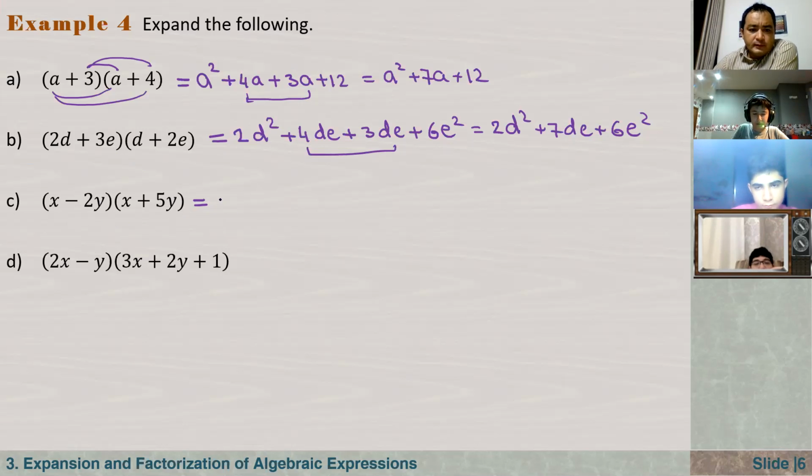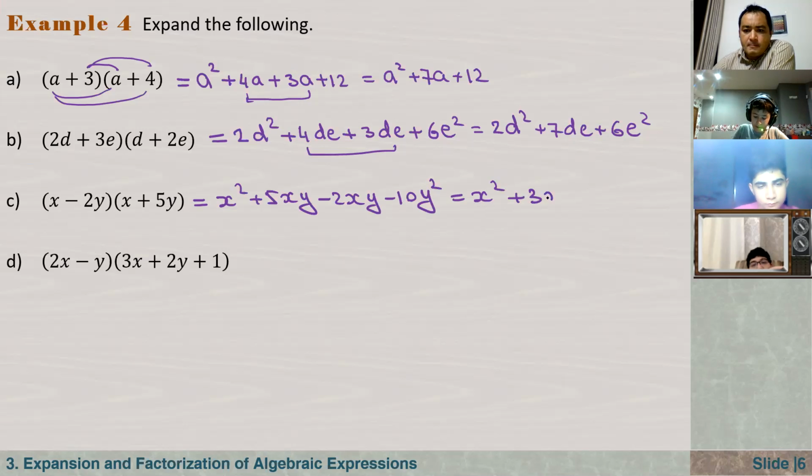X squared plus 5xy minus 2xy minus 10y squared. Okay, simplified now. It's x squared plus 3xy minus 10y squared. We don't have any other like terms, so we have nothing to do. Just leave it like this, right? Okay. Ibrahim, also do the next question, D.